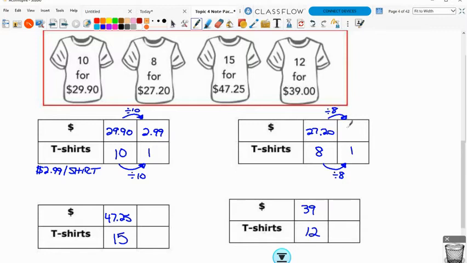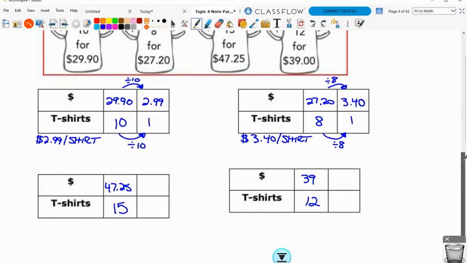$27.20 divided by 8 is 3.4 in your calculator. But remember, since we're dealing with money, we need to have 2 decimal places. So we're going to add a 0 on there, which means that for this package, it's $3.40 per shirt.